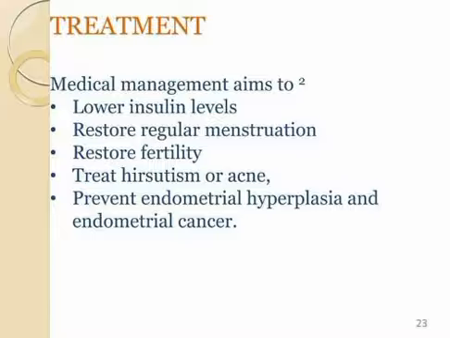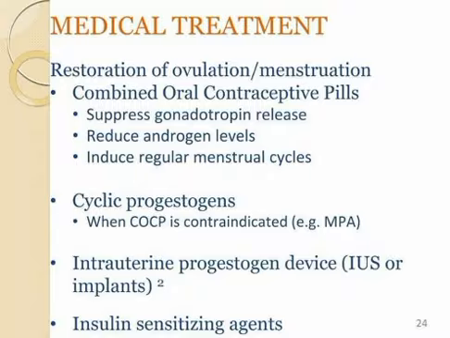Along with that, we have to treat hirsutism or acne, and prevent endometrial hyperplasia and endometrial cancer. First we have to prevent endometrial hyperplasia, or else it may further progress to endometrial cancer. So these are the treatments. First we have to maintain the non-pharmacological management, then move on to the pharmacological management. During the non-pharmacological management, we have to maintain the body weight, restore regular menstruation, restore fertility, treat hirsutism, as well as lower the insulin levels.